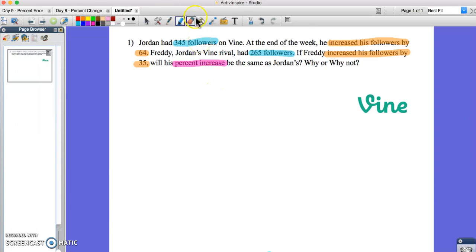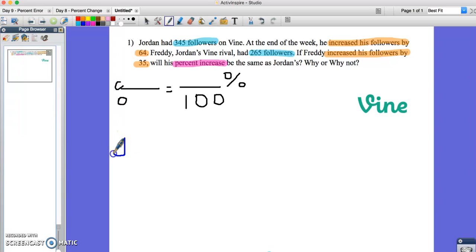Why or why not? So after dissecting the problem, we can see that we're looking for percent increase, and we're going to compare between Jordan and Freddie. For percent increase, we're going to set up a proportion, and our formula is change over the original, and percent is always out of 100. So we're going to take that proportion setup, and we're going to set one up for Freddie, and we're going to set one up for Jordan.